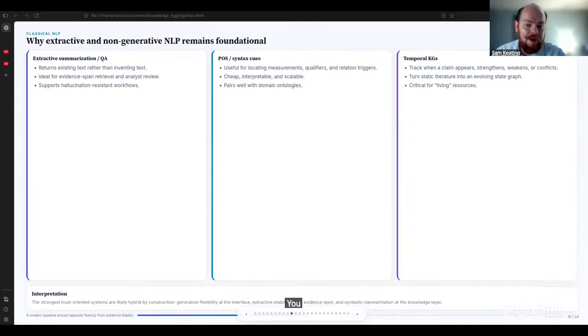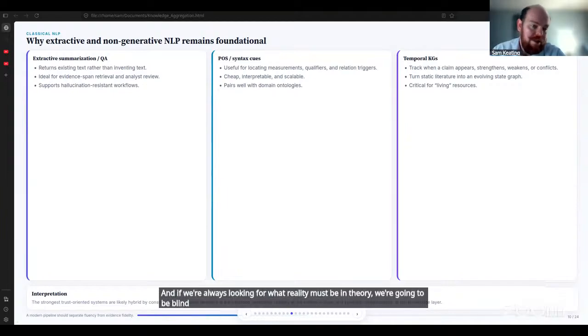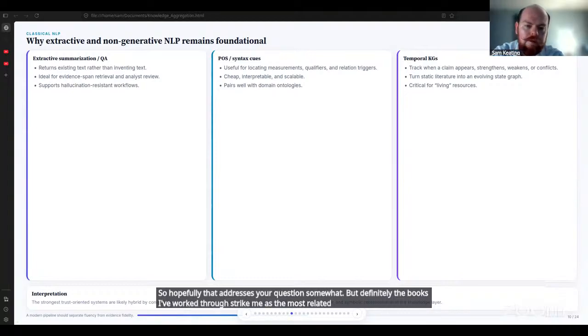You just have to remain open-minded that in theory and in practice, there is still a huge gap between the two. And if we're always looking for what reality must be in theory, we're going to be blind to what's actually in reality, in practice. So hopefully that addresses your question somewhat. But definitely the books I've worked through strike me as the most related to that.